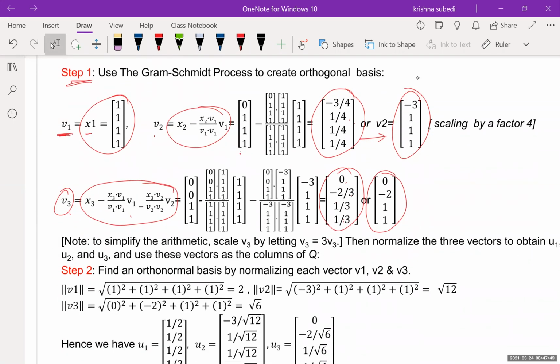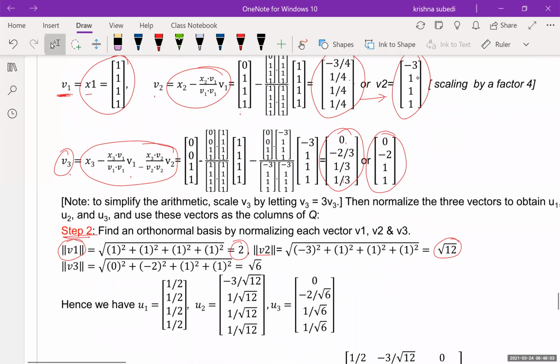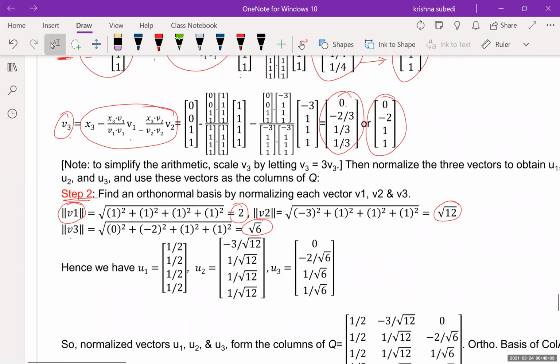And then to find the orthonormal basis, what we did is we found the norm of V1, which is 2, the norm of V2, which is square root 12, and the norm of V3, which is square root 6. Hence, we have 3 vectors. I denote those normal vectors by u1, u2, u3.